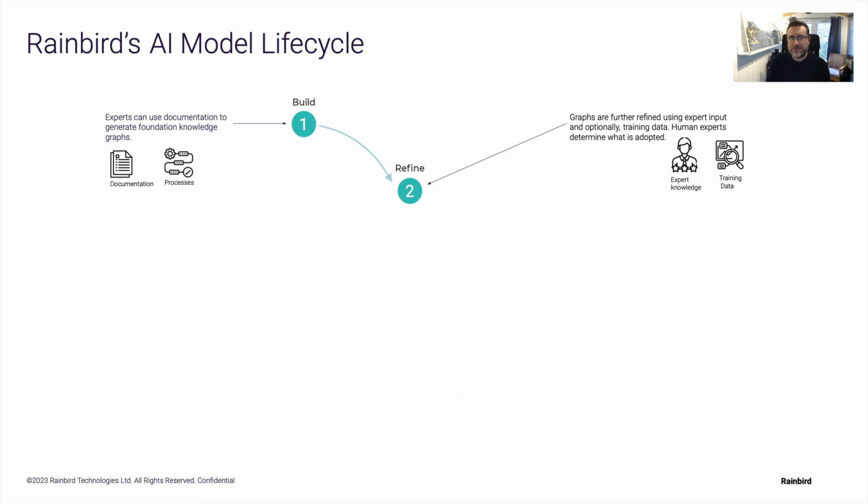But data has a role to play here too. You can build these models with no data at all. We solve for the data availability issues of machine learning because this is a neurosymbolic model. It doesn't start from data, it starts from expertise. But if you have historic data, at this refine step, you're also able to introduce that data to Rainbird and have it make recommendations for you for how your model could be improved.